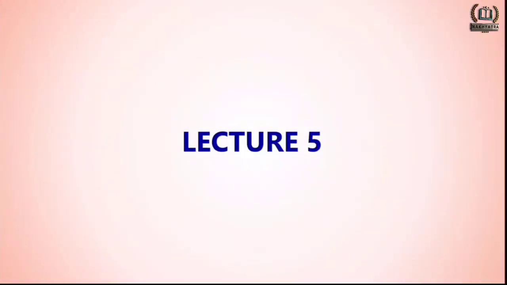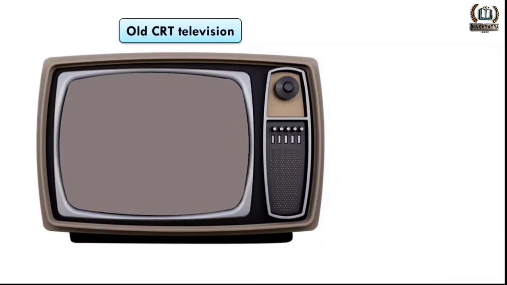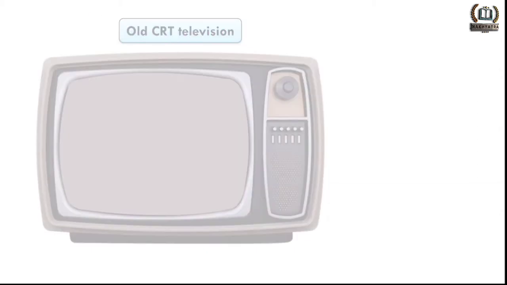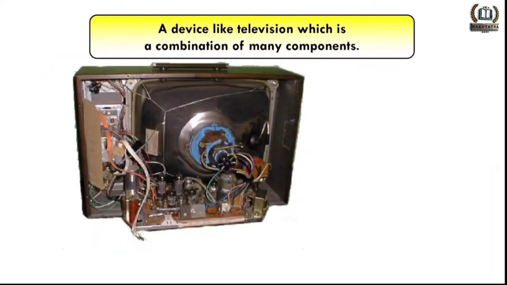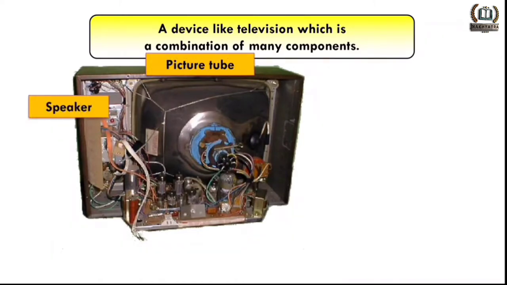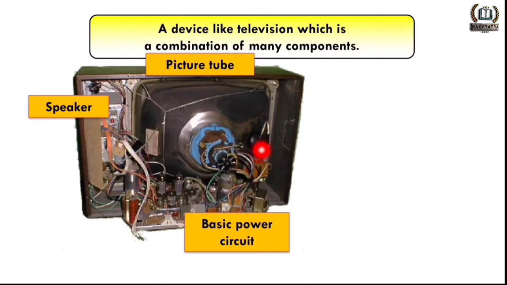Well, let's begin. See, this is an old CRT television. Here, CRT means cathode ray tube. A device like a television is a combination of many components. It has the picture tube, speaker, and the basic power circuit. This is what is present behind your old CRT TV.